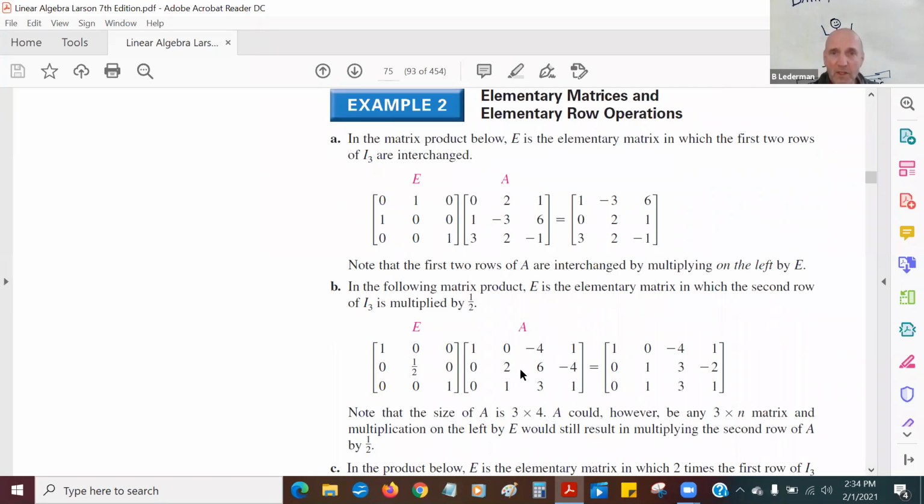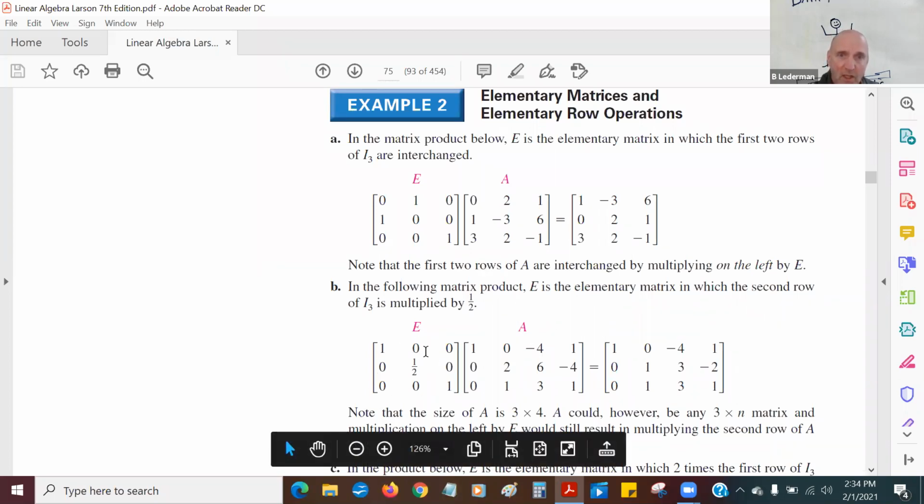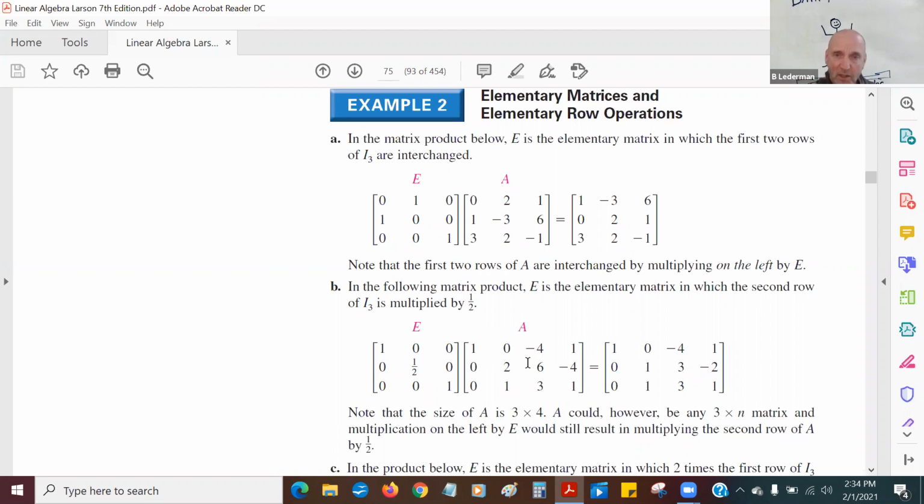And I'm multiplying by matrix A. Now remember that A is not a square matrix, but that's okay. As long as the elementary matrix is square, I could still use it on any matrix as long as the size is such that multiplication makes sense. And as a result, if you notice what happened, my resulting matrix is the same as my original matrix A, but the middle row is chopped in half.